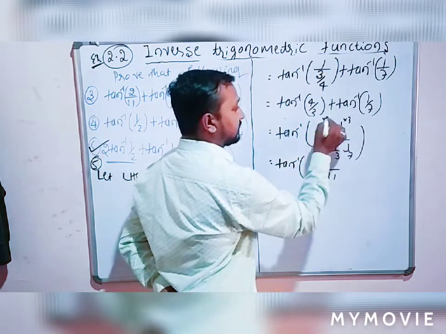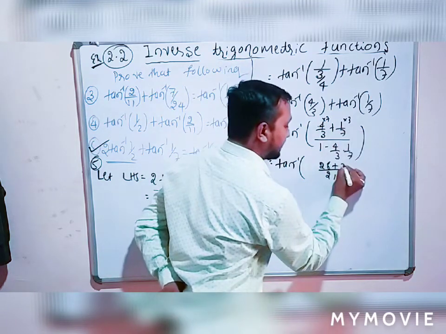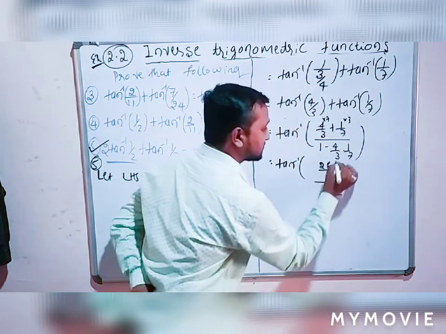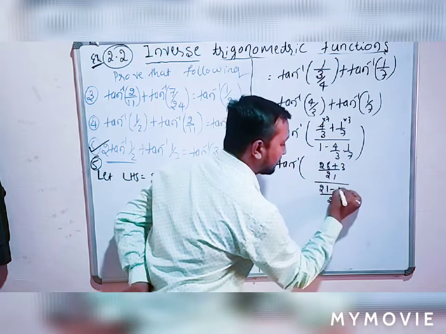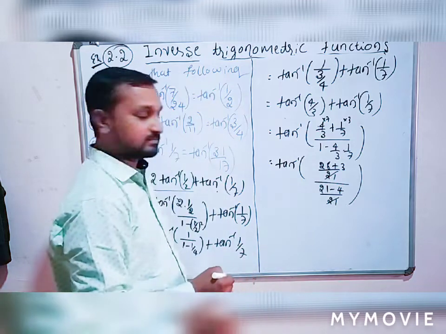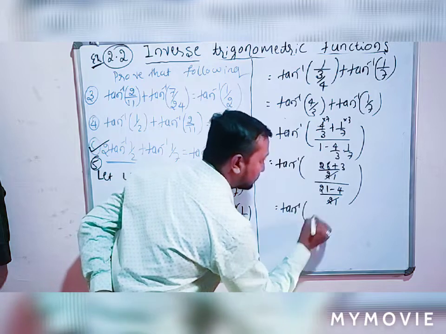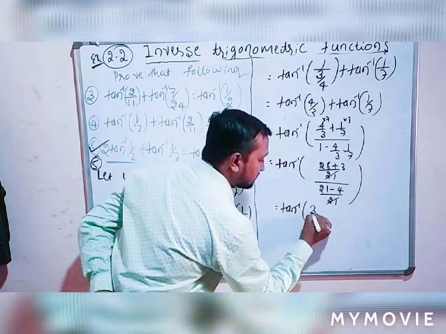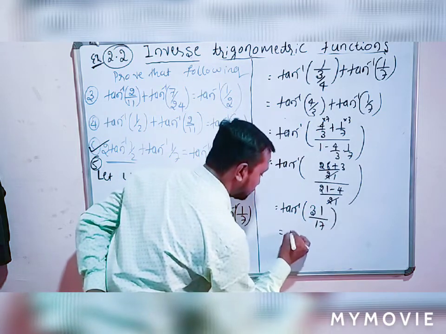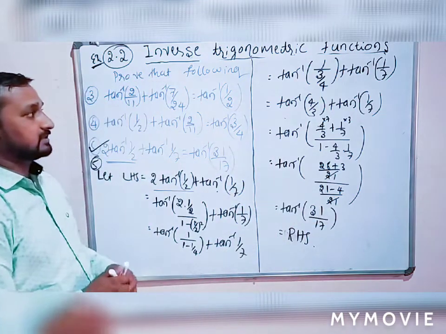Is that clear? 4 into 7, 28, plus 1 into 3 is 3. It's whole divided by. Here also 21 is the LCM. So 3 into 7 is 21, 21 minus 4. Is that clear? Here 21 and 21 get cancelled. Same term, 21 and 21 get cancelled. That is equal to tan inverse of 28 plus 3 is 31 divided by 21 minus 4 is 17. So this is your RHS. Is that clear?